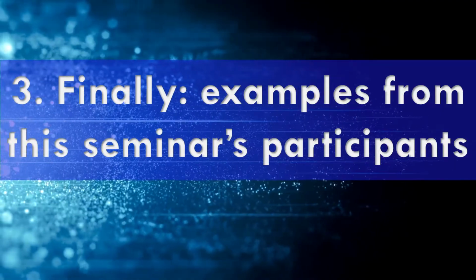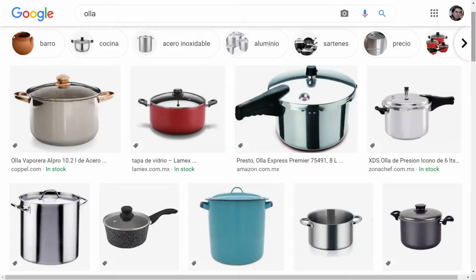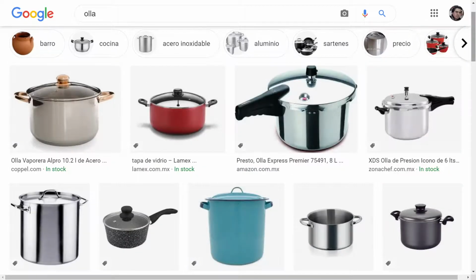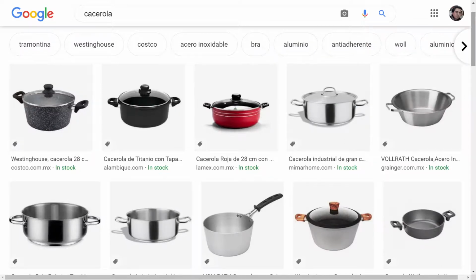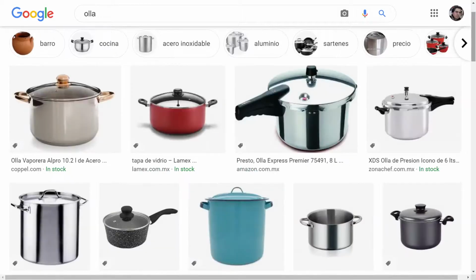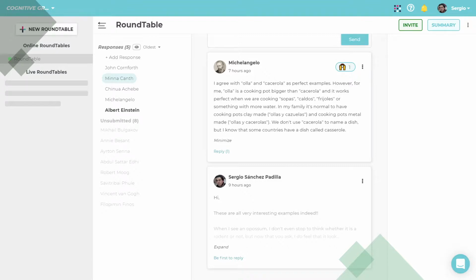Finally, examples from these seminar participants. So some of you participated in our discussion in Parlay, that website, and this example I found interesting. In Spanish we have the word olla and we have the term cacerola, and I think they overlap to quite some extent, so it would be interesting to analyze the terms olla and cacerola in terms of prototypical attributes and to see how much they overlap, or if this is a sort of family resemblance group. Here is the participation. You can just pause the video and read the comment that originated this discussion that I'm suggesting right now.